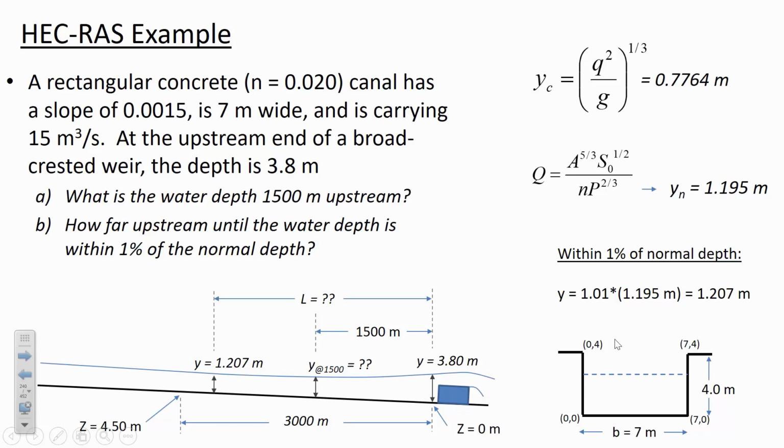But in our case, we're going to kind of repeat this 0, 4 location because that's going to be the edge of our channel and the edge of the bank. And the same thing here at 7, 4. So it's an XY coordinate system that we're going to be putting into the program. Any questions so far?